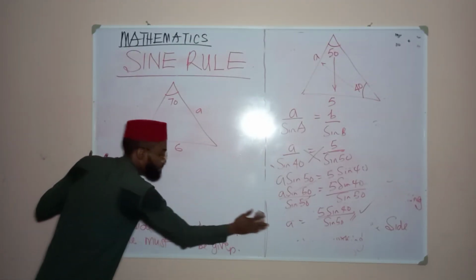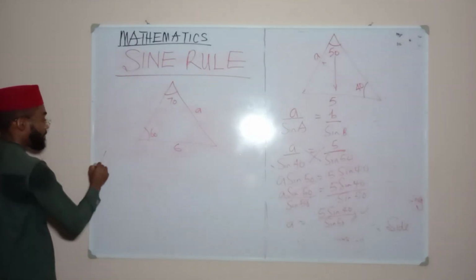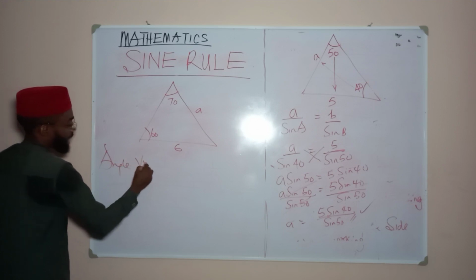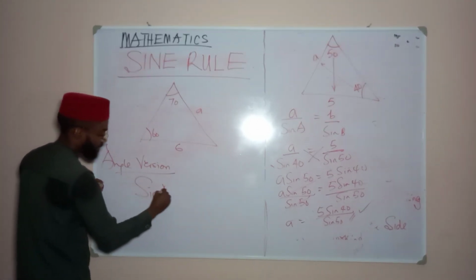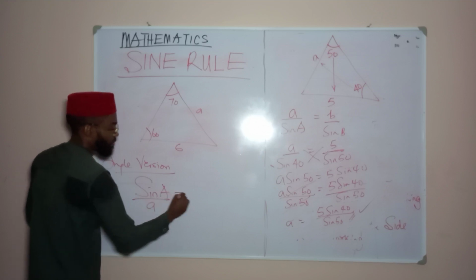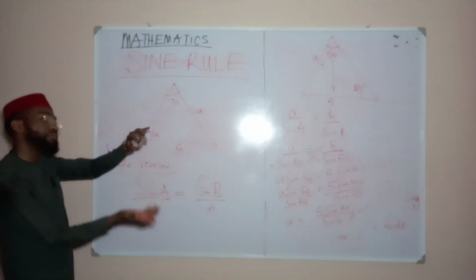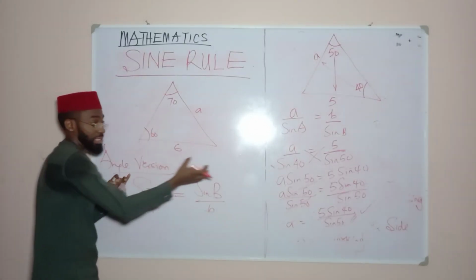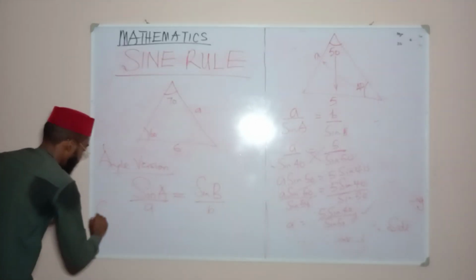Now, if you do a flip of the side version, you're going to get the angle version. And we said that we use the angle version to find the missing angles. The angle version is just a flip of the side version, which is sine A over a is equal to sine B all over b. If you also flip the opposite of the condition for the side version, you'll get the condition for finding the angle version.